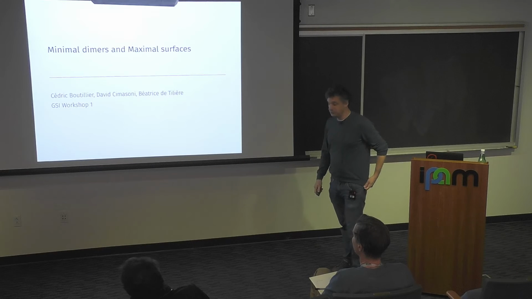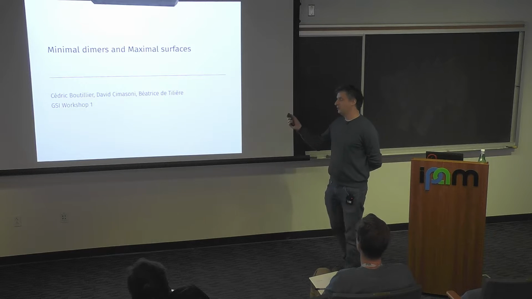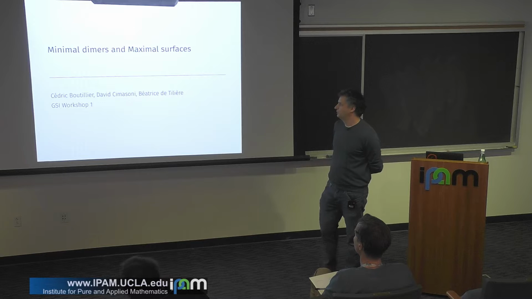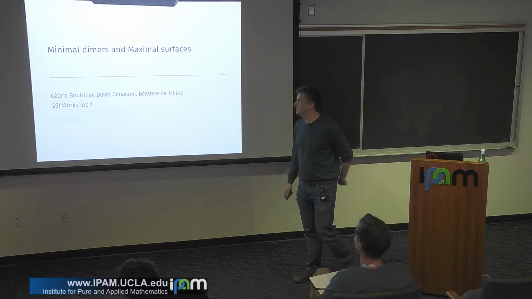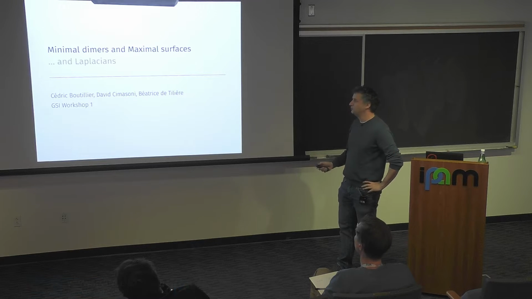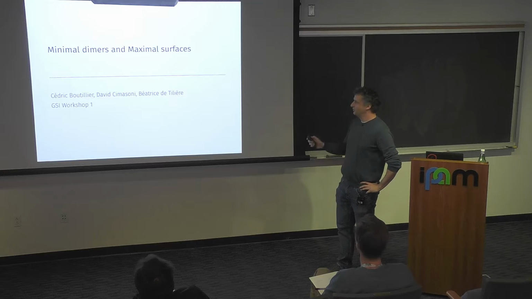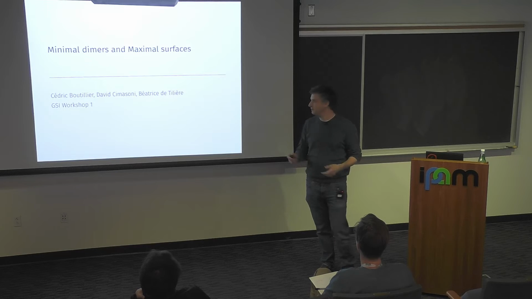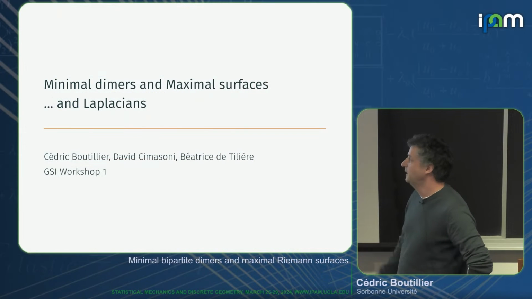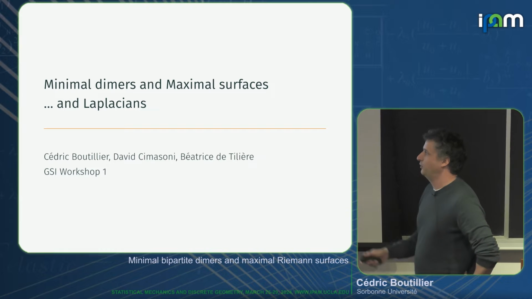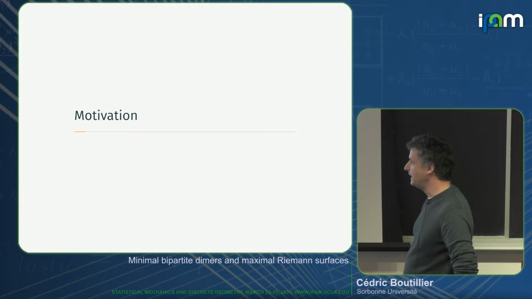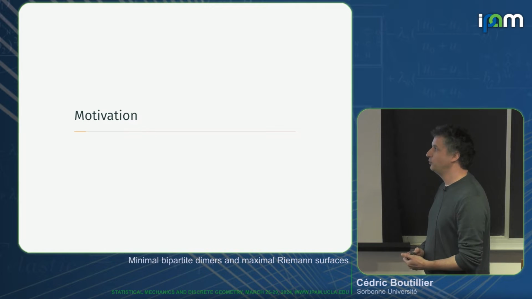I would like to report on a series of papers we wrote with David and Béatrice on this topic. The last one was 2 years ago, about minimal dimers and maximal surfaces. I would like to start with some motivations, but since Sasha explained many of the things, maybe I will have time to say a few things about new results on Laplacians on the graphs we are considering. So a few words about the motivation.